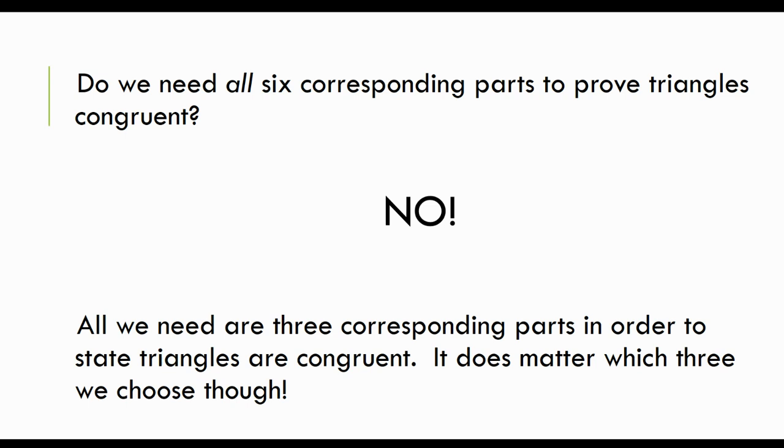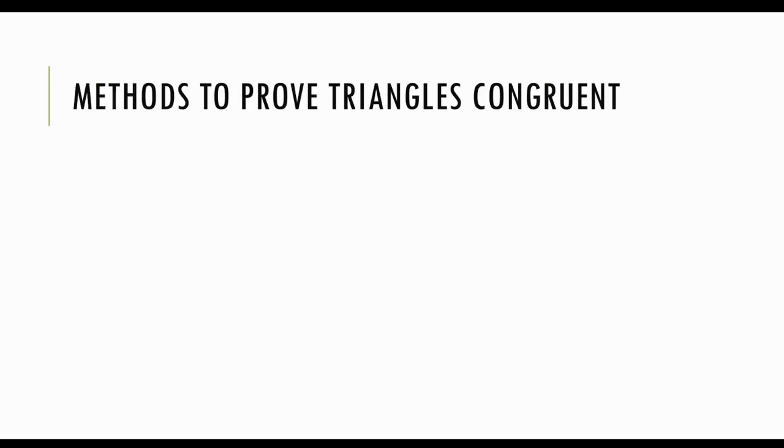Okay, so that's where these postulates come in. Remember, a postulate is an unproved assumption. So these are things that you can assume based off of what I am telling you. So let's look at the 4 different methods to prove triangles congruent. We've got side, side, side. Okay, we can shorten that as just SSS. Okay, so as long as we can get 3 sets of congruent sides, then we've got congruent triangles.